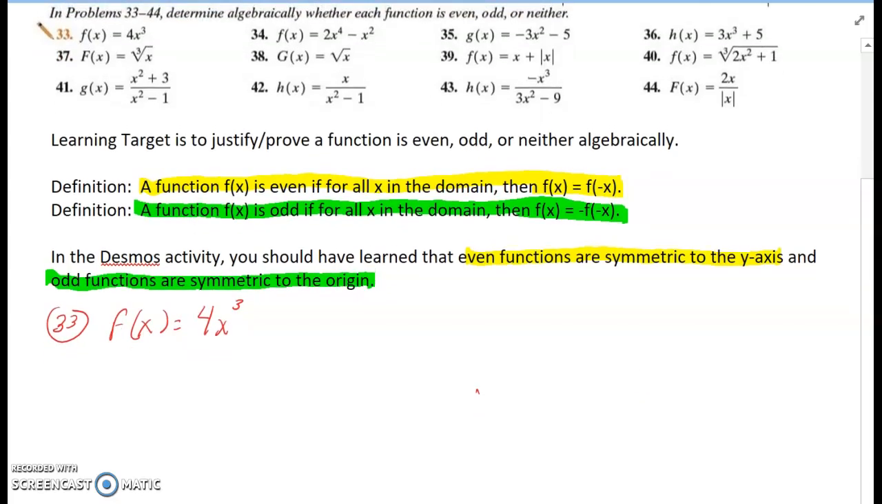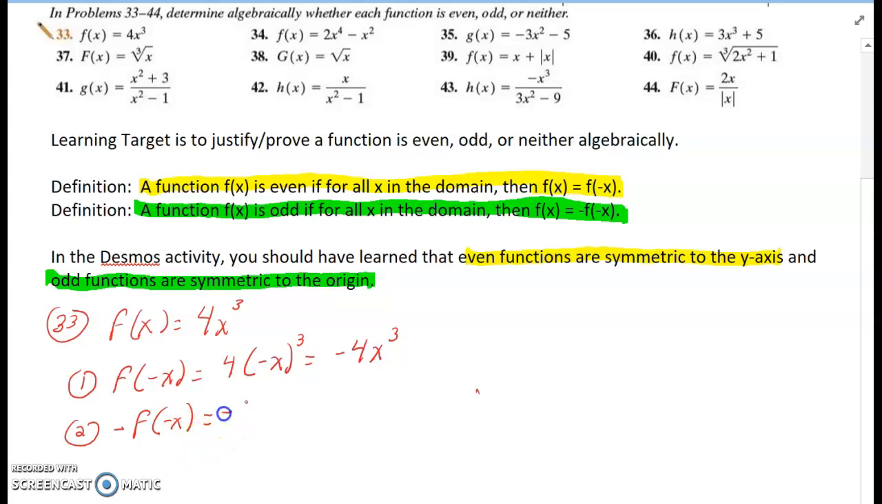But to prove it, we're going to go through a couple steps. So step one is we're going to calculate f of negative x. So that's 4 times negative x quantity cubed, which is negative 4x cubed when you do the math. Step two, the opposite of f of negative x. So we just calculated f of negative x, so we're going to take the opposite of our previous answer, because what I just highlighted in blue is f of negative x. So it's the opposite of negative 4x cubed, and doing that math, you get 4x cubed.